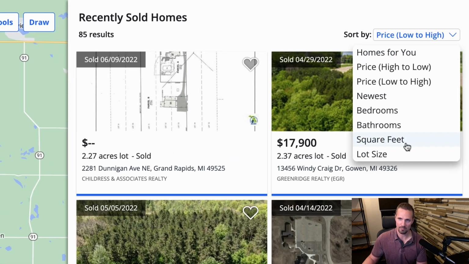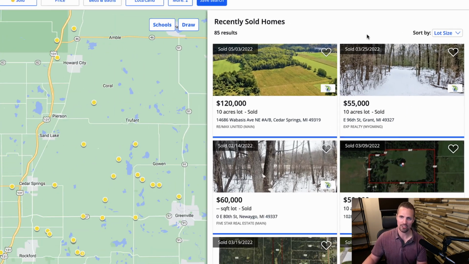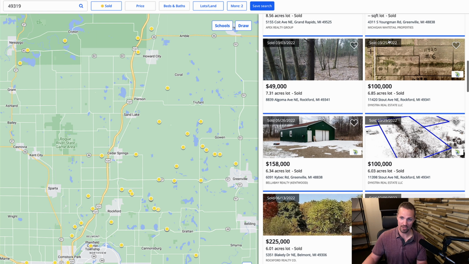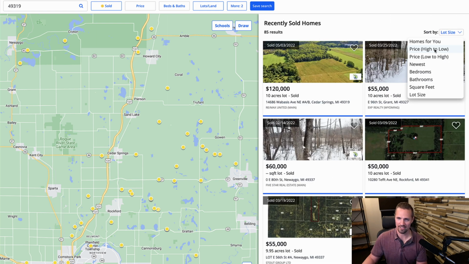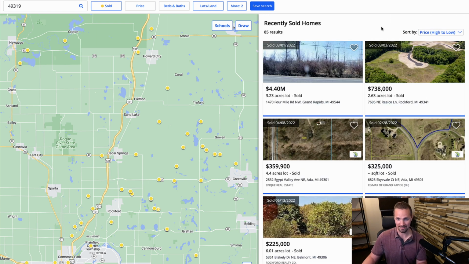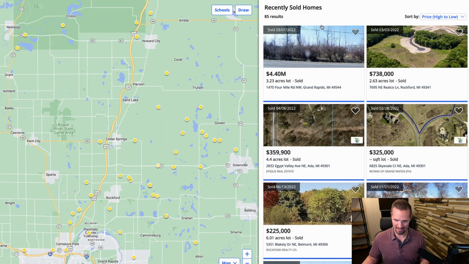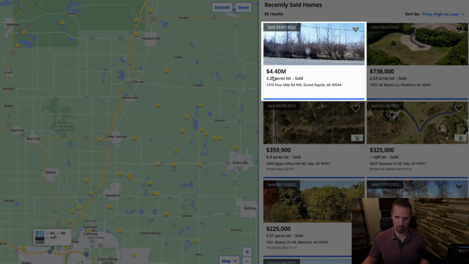You could also sort this by lot size, say if you wanted to look at the biggest ones first and go from there, you could do it that way too. Or you could also look at the highest to lowest prices, that kind of thing. And when you're doing this, you're inevitably going to come across examples like this: 3.23 acres for 4.4 million.